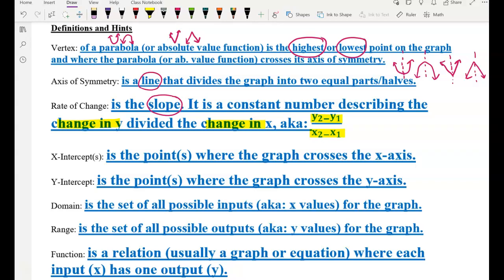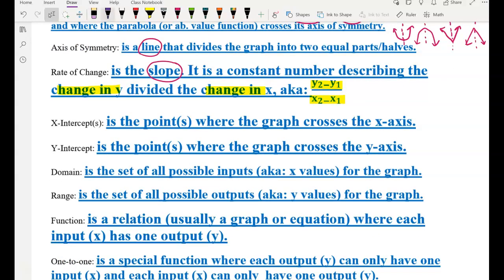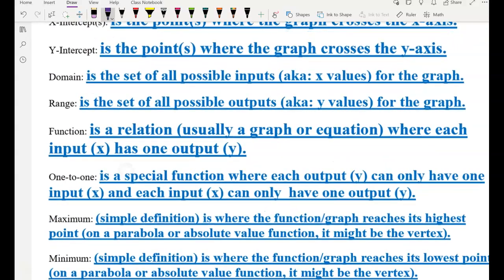X-intercept is the point, or sometimes later we will study functions that would have multiple x-intercepts, where the graph crosses the x-axis. Y-intercept is the point or points where the graph crosses the y-axis. We study a little bit about the domain. The domain is a set of all possible inputs. Inputs is the same as x values for the graph. Range is a set of all possible outputs, and outputs is the same as y values.